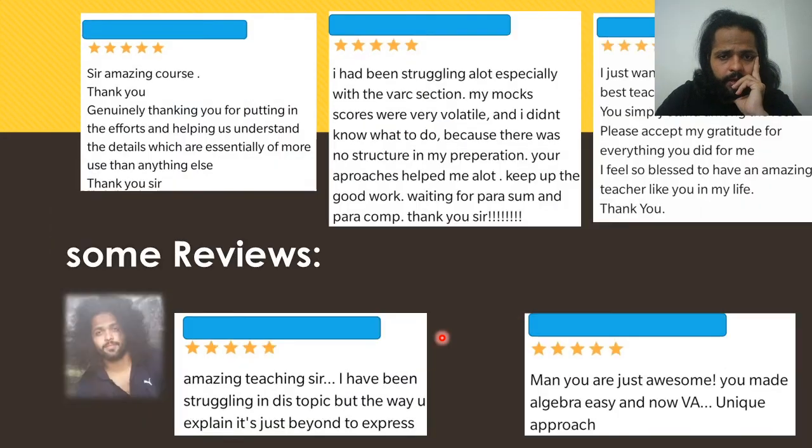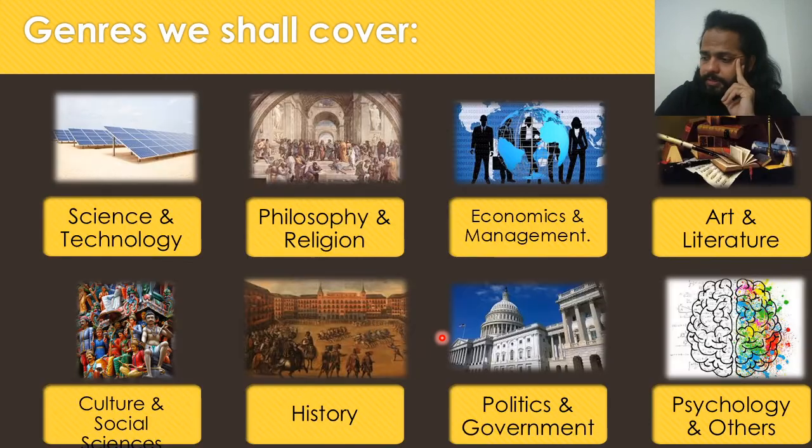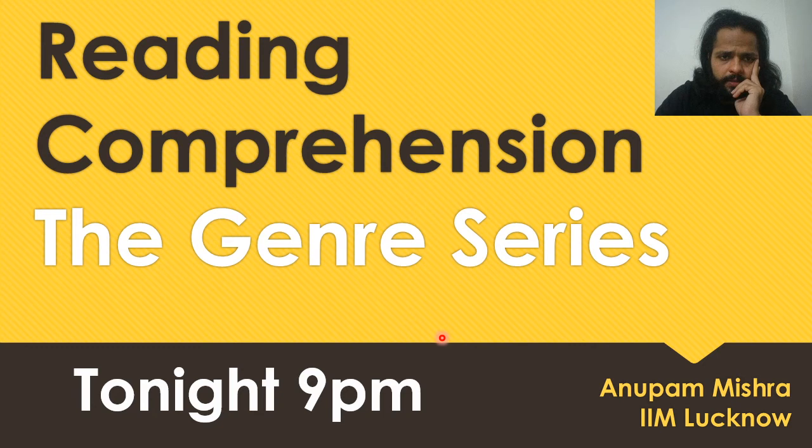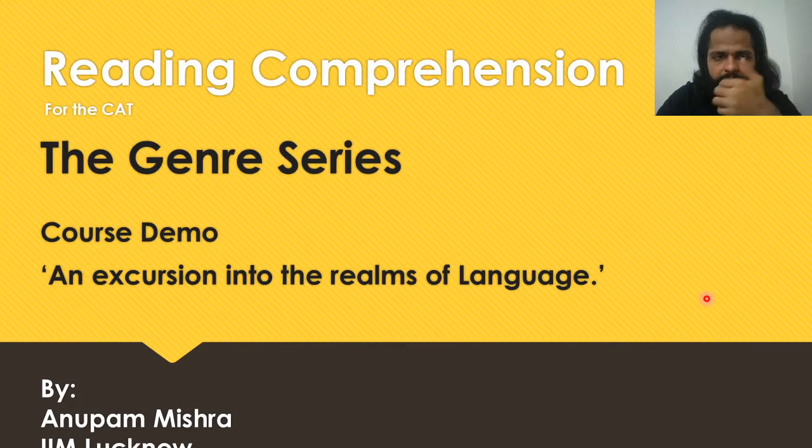Okay, for the last few minutes I'll just sum up what we talked about today. Very short session, right? Reading comprehension, the genre series, this will be the title of the course. It's a CAT 2020 course. The genre series, it's self-explanatory, right? Because we are going to be solving passages on the basis of genre.